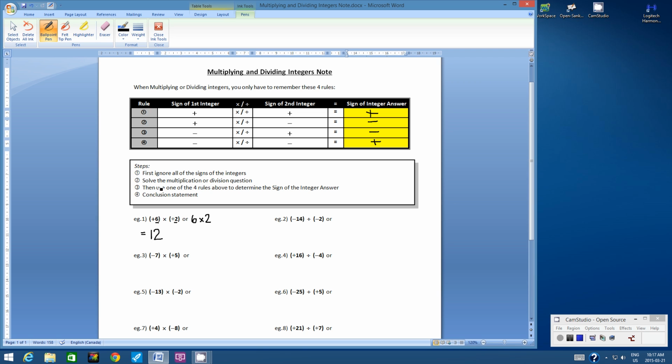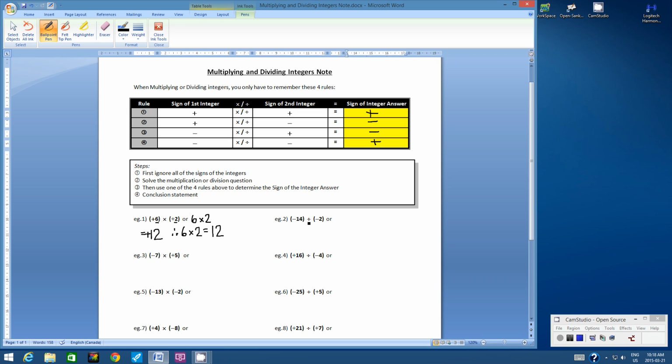Okay, so that's step number 2. Solve the multiplication or division question. Step number 3, then use one of the four rules to determine the sign of the integer answer. So we get to use this fancy table here. So we have a positive times a positive. So we look up here, and that's rule number 1. Positive times a positive equals, and the sign of the integer answer is positive 12. Okay? So when we write our therefore statement or our conclusion statement, you're getting so good with standard form that let's not even bother with the integer form. Let's just write our conclusion statement in standard form.